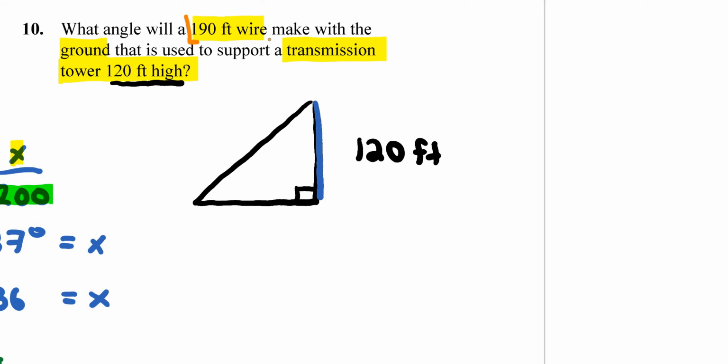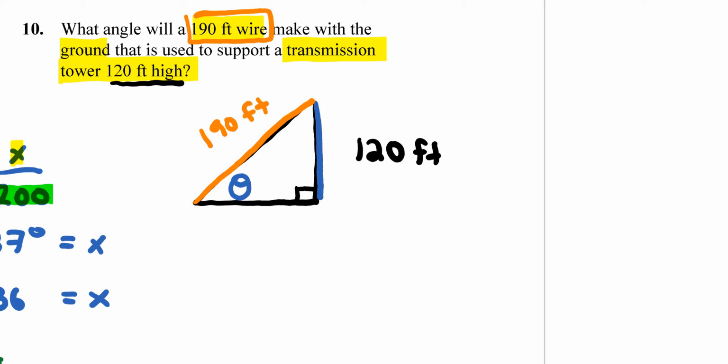Okay, so this part right here, the wire, right? So the wire has to be this part right here, right? That's the wire, that's 190 feet, and I need to find this particular angle right there. Okay, so not a tricky problem to set up here. Just make sure you complete your diagram and then find the right trig ratio here.